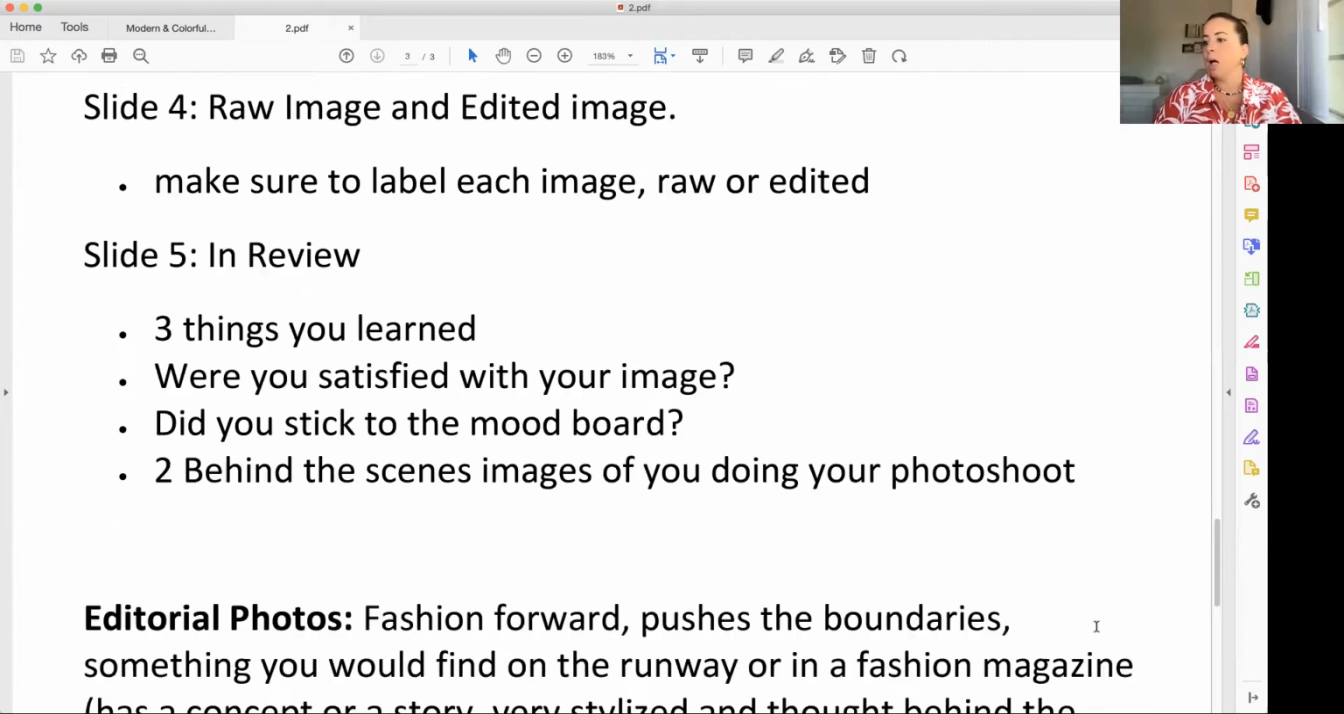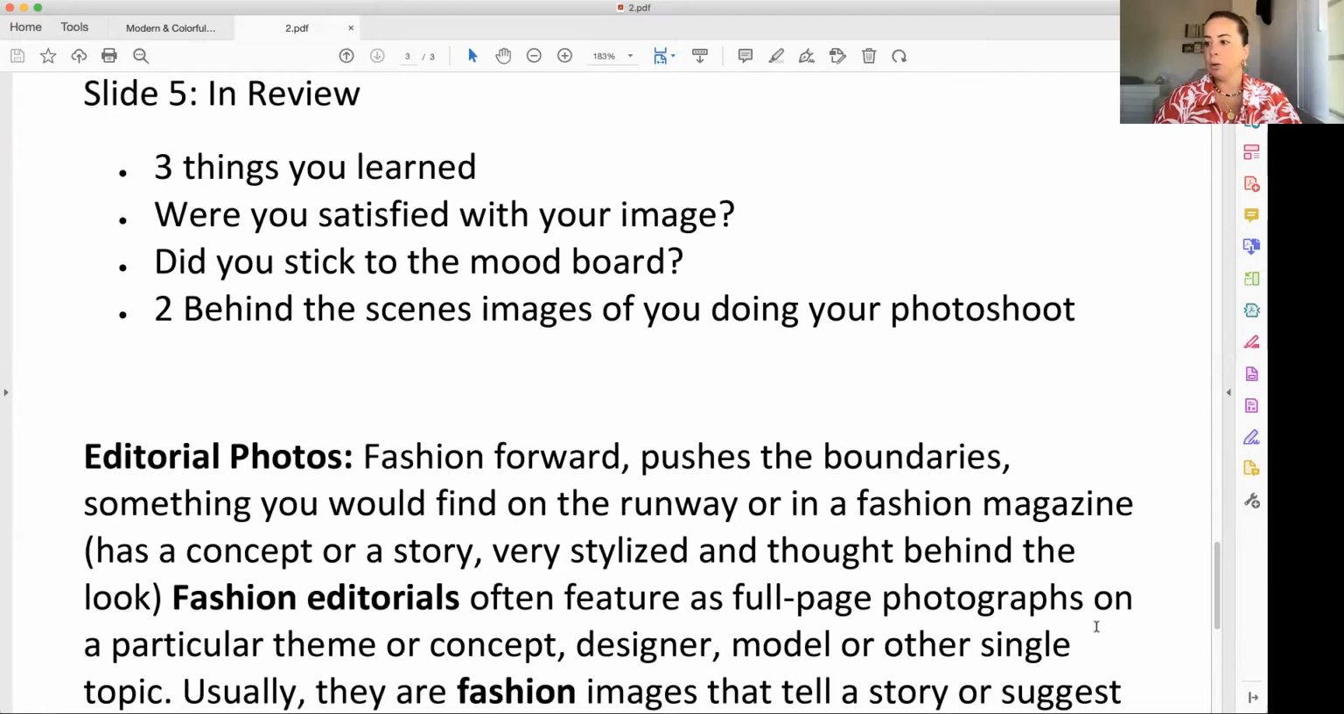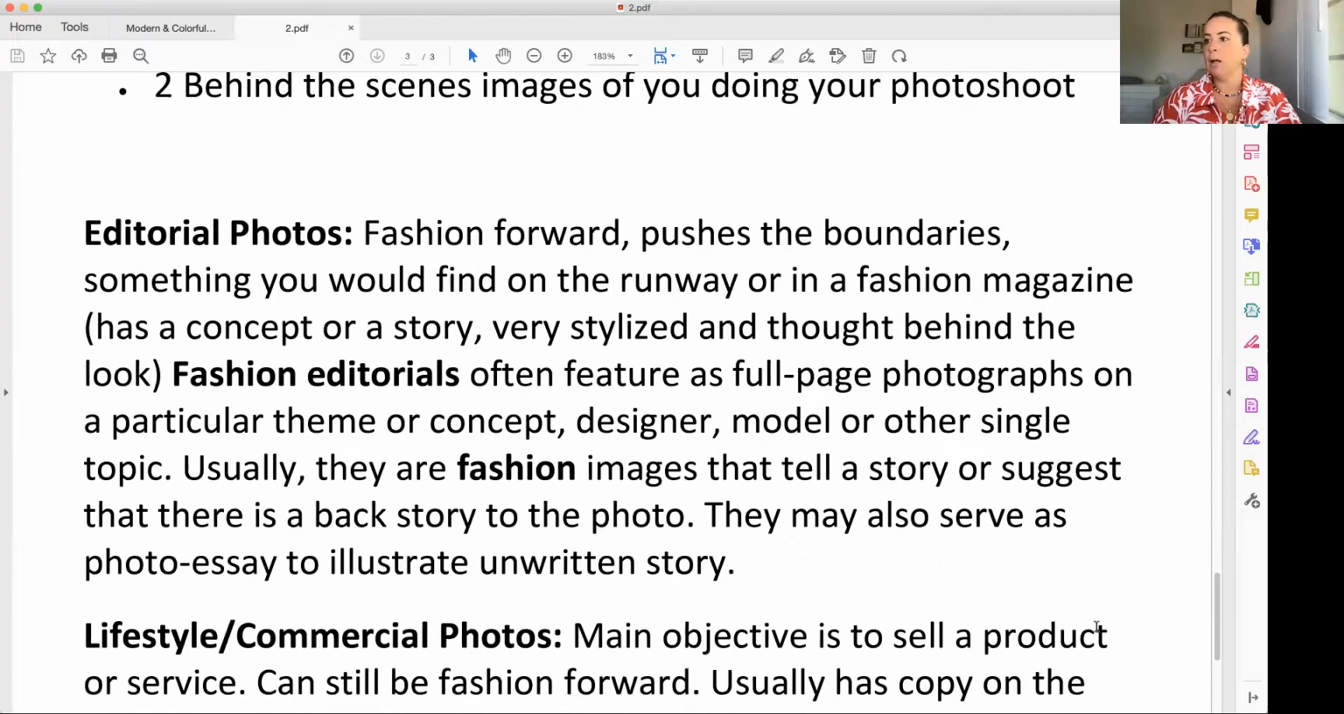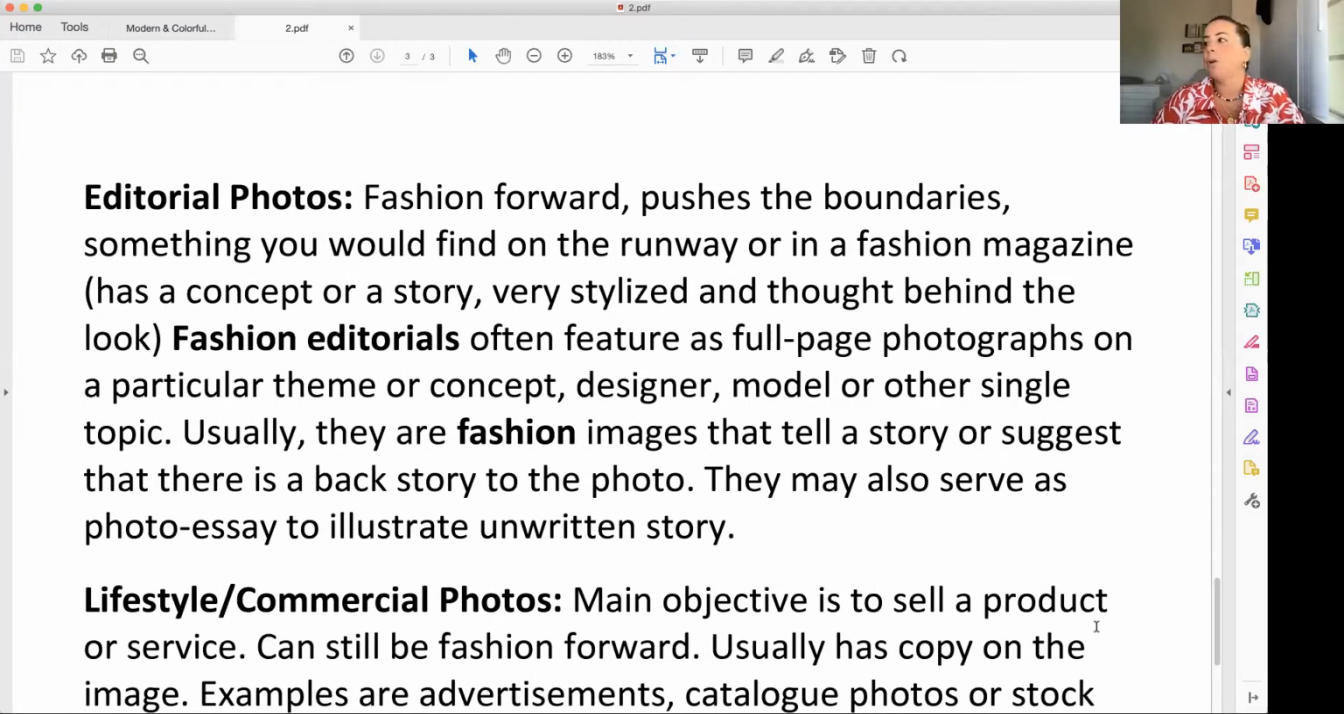Okay. Again, to reiterate, editorial photos, right? Editorial photos are fashion forward. They push the boundaries, something that you would find on a runway or in a fashion magazine. It typically has a story or a concept. So very stylized. There's thought behind the looks that you put in, because you're telling a story with your looks.